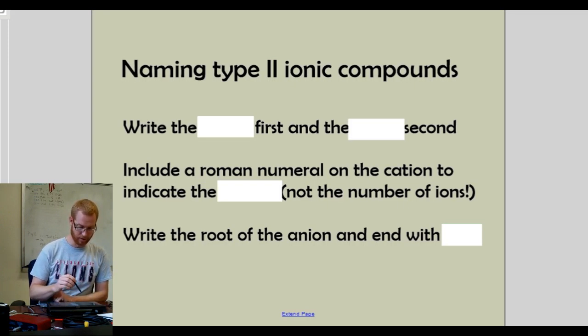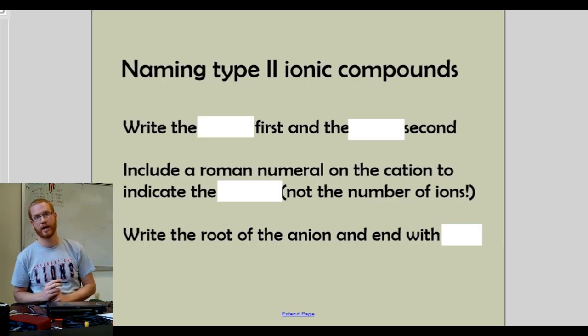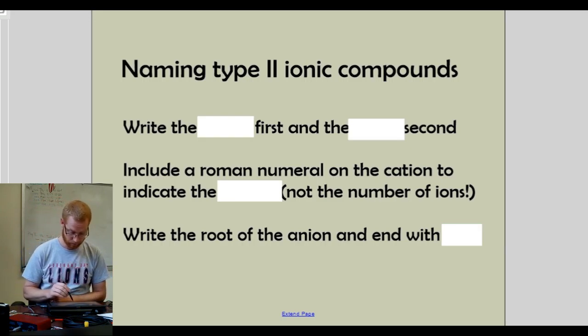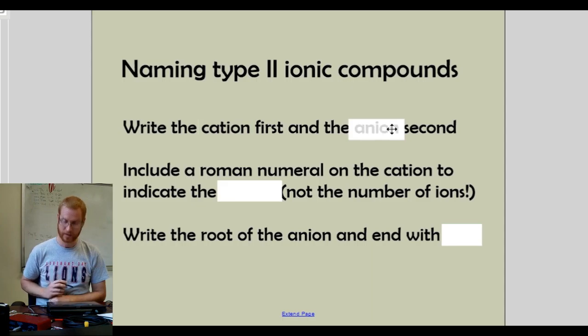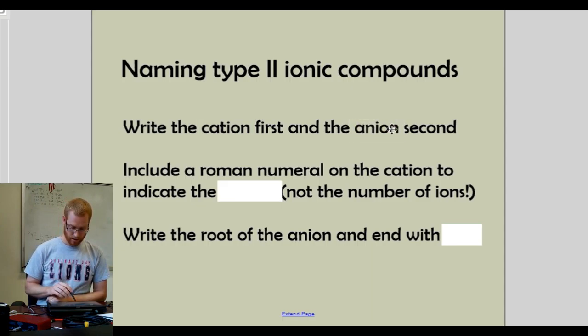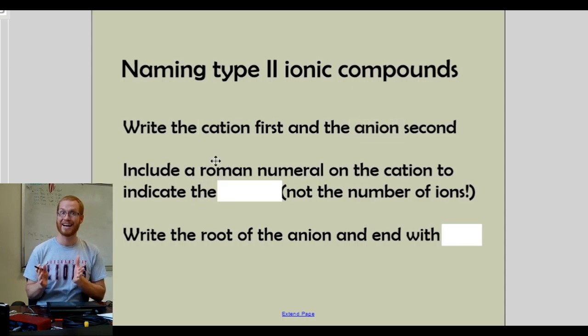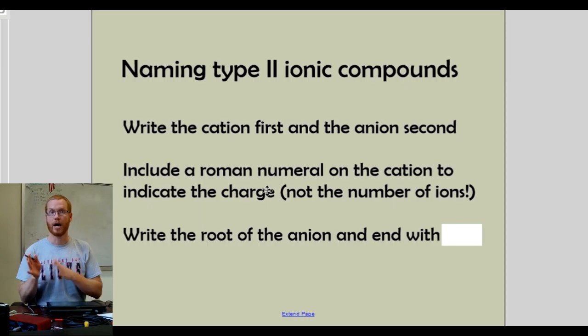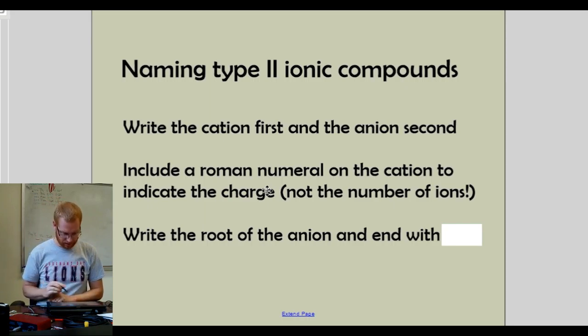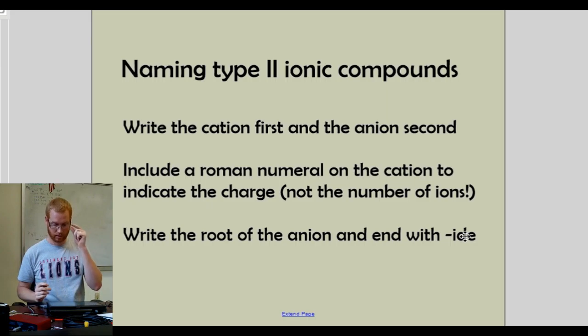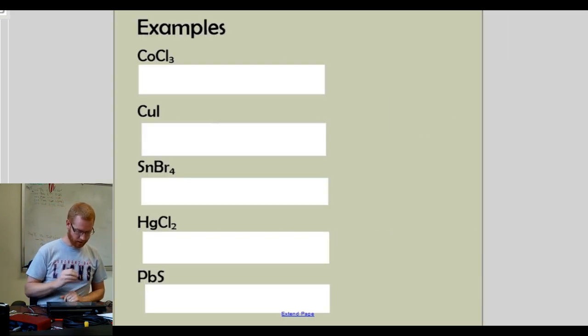So how do we name type 2 binary compounds? Well, we do it the same way. You write the cation first, you write the anion second. And then the only difference is the name of the cation has a Roman numeral on it to tell you the charge, not the number of cations. Please listen to me. Okay? And then you write the root of the anion, and it ends with -ide, because it's a simple anion. Okay? So, let's take a look at a couple of them here.